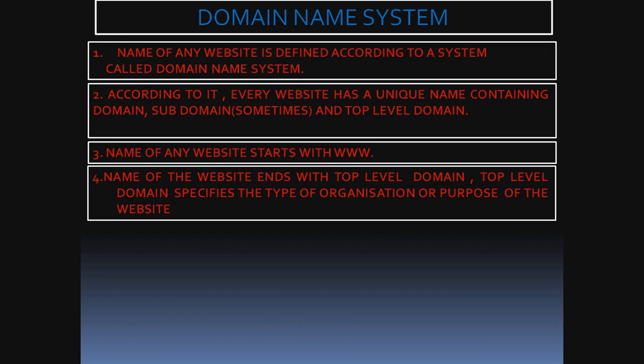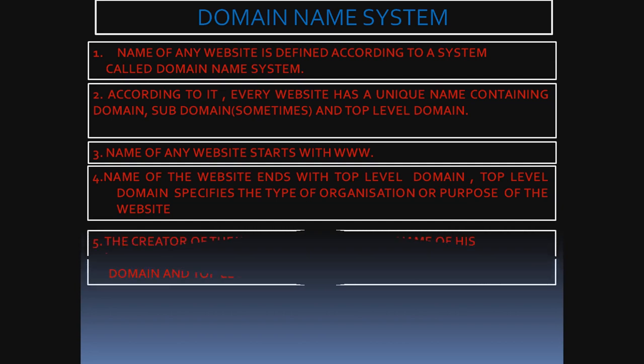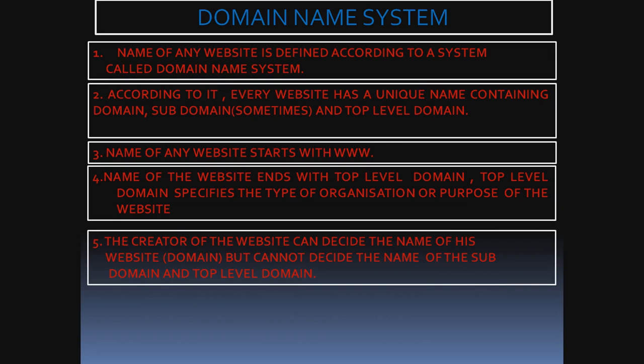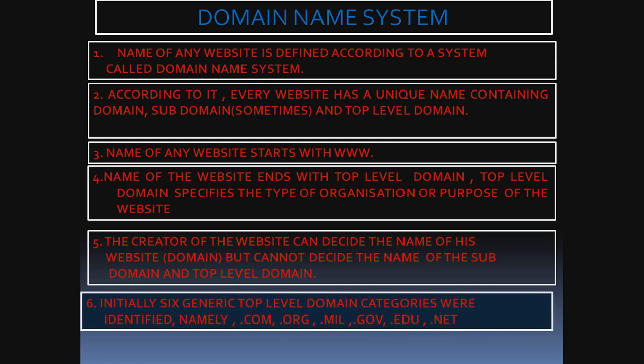What does that top level domain specify? It specifies the type of the organization, or the purpose of the website, or maybe the country of the website. Here in means India, the country of the website. The creator of the website has the discretion to decide only the name of the domain. He cannot decide the name of the subdomain and top level domain. We have talked of it already. Some top level domains which were there earlier, and which also exist nowadays, are .com, .org, .mil, .gov, .edu, .net, and we'll see them now, students.